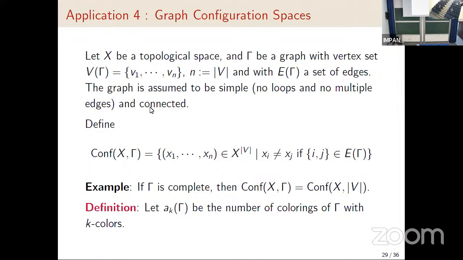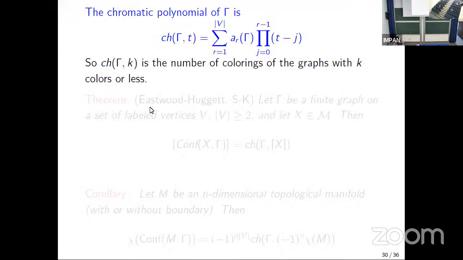Let a_k(Γ) be the number of colorings of Γ by k colors. So you know what the coloring of a graph is: you put a color on every vertex, and two vertices that are related by an edge have different colors. Then when you see the chromatic polynomial like this, immediately you think it should be related to the configuration space.